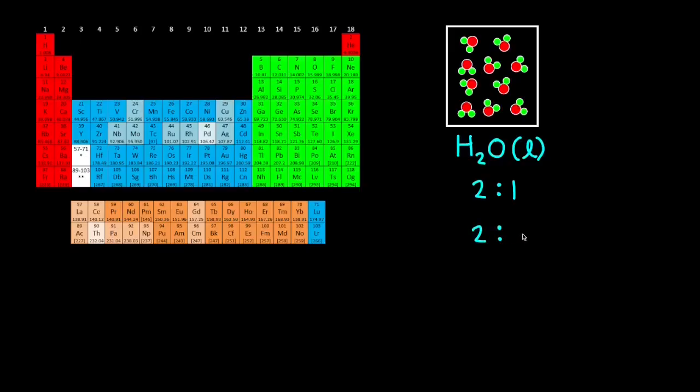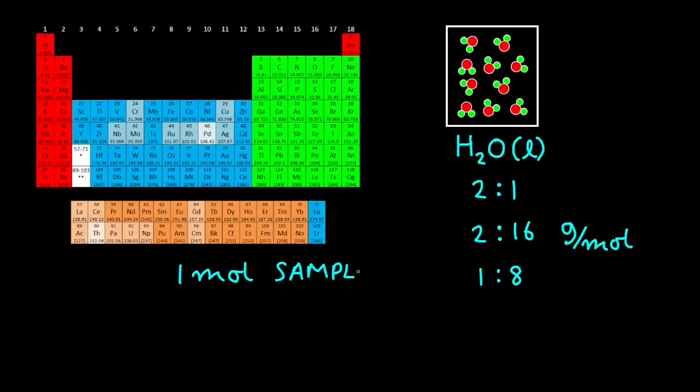and 1 oxygen has an average atomic mass of 16 atomic mass units. And this is the same as grams per mole. So the smallest ratio here is 1-to-8. And suppose we're looking at a sample containing 1 mole of H2O. Well, in this case, for every 1 gram of hydrogen, we have 8 grams of oxygen. And this mass ratio holds no matter how big the sample is.